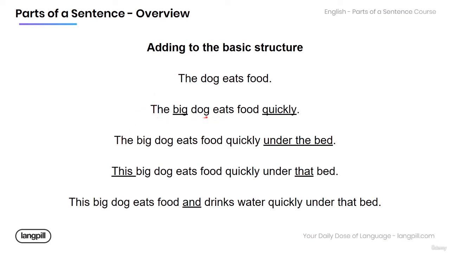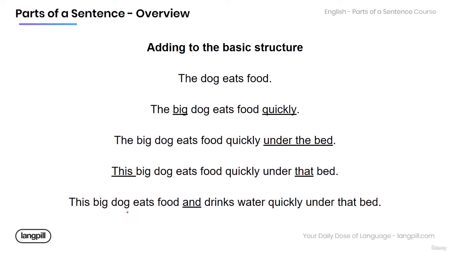So you can see here, right? The dog eats food. Just by adding a few words, the big dog eats food quickly. Okay, we're adding more complexity. The big dog eats food quickly under the bed. Okay, we're continuing to add. This big dog eats food quickly under that bed. We're adding more information, we're getting more specific, we're speaking better English.